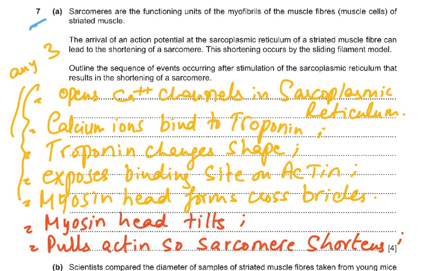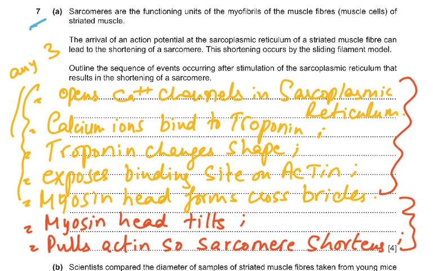Now as you can see here, the above points which I've written in yellow, you could only have given me 3 of those. Because it says outline the sequence of events occurring after stimulation of the sarcoplasmic reticulum that result in the shortening of a sarcomere. So these were the 2 essential mark scheme points, and any 3 out of these you could have given me. So that is why this is a 4 marks question.